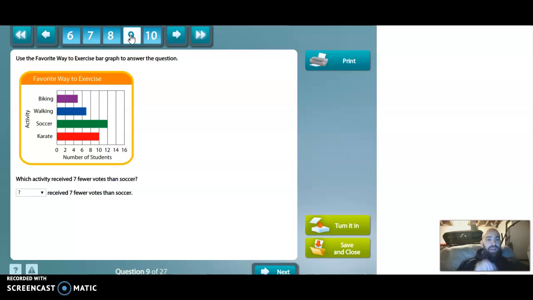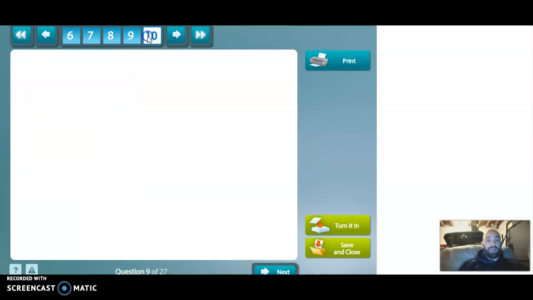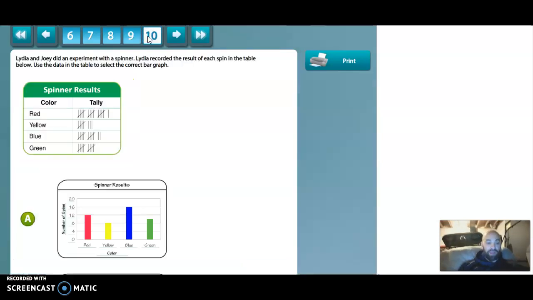Okay, another bar graph. Which activity receives 7 fewer votes than soccer? So find soccer. Which one was 7 fewer? All right, I got about 5 minutes left. So I might run out of time on this. I want to remember, always keep pressing pause, do the answer, and then come back to it. There's no way I'm probably going to finish this in 5 minutes.